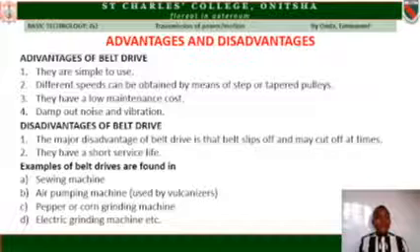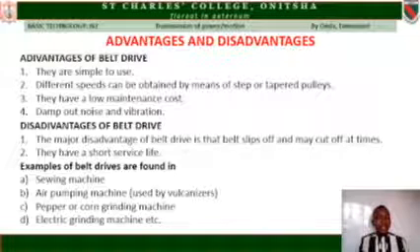They have a low maintenance cost. The maintenance of a belt drive is very low. It's not as expensive as the chain drive. Dampened noise and vibration. Machines that make use of belt drive reduce noise and vibration, except from the engine itself.